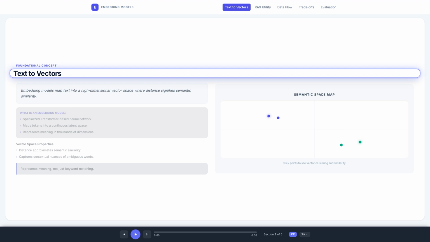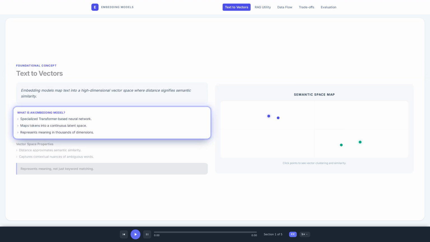Let's begin by exploring how text is transformed into vectors, a core concept for understanding embedding models. So, at its heart, an embedding model is basically a neural network, often using that transformer architecture we've talked about. Its main job? It takes text, breaks it into these things called tokens, and then maps them into a high-dimensional space. Think of it like giving each piece of text, say a sentence, its own coordinate in a space that could have hundreds or even thousands of dimensions.